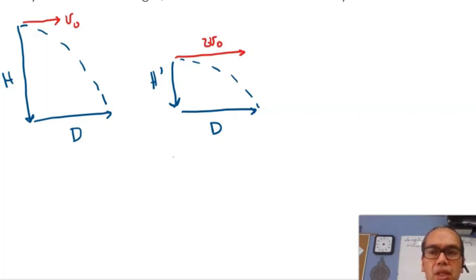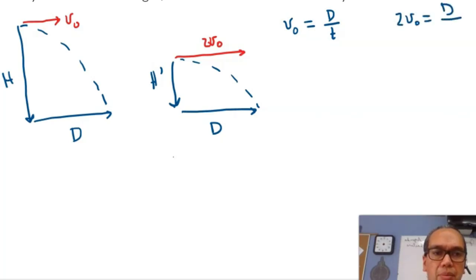Now, if we consider that you need to reach a displacement d in each of the cases, you might look at it this way. v0 has to be equal to the distance divided by the time of flight. On the other hand, in the second part, 2v0 has to be equal to the same distance divided by a new time of flight, which basically means that you need to cover the same horizontal distance in half the time.